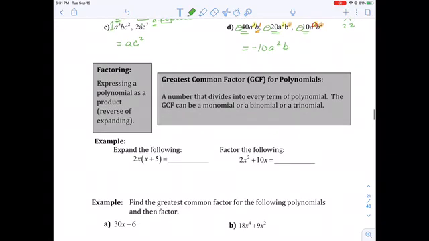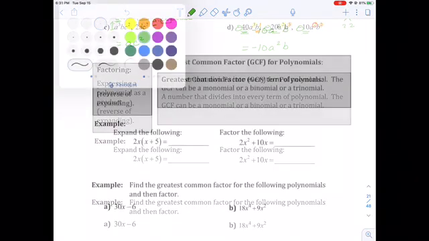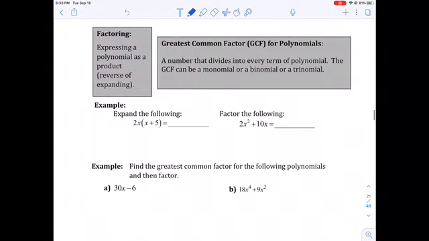Let's take a look at the next example here. We want to look at factoring, some more factoring. So we've done greatest common factor a little bit. The greatest common factor is a number that divides into every term of a polynomial. The GCF can be a monomial or a binomial or a trinomial. So that's a little complicated, but let's just have a little example here.